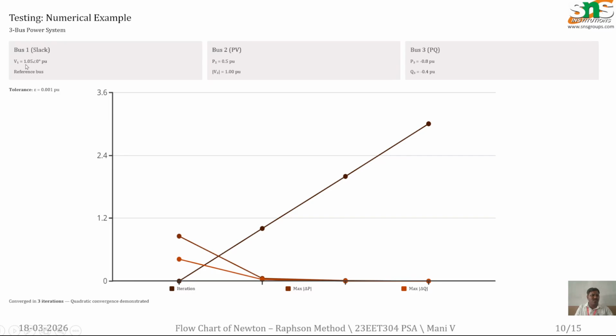So the bus 1 voltage is 1.05 per unit. This can be taken as the reference bus, and bus 2 is a PV bus. P2 is 0.5 per unit, and V2 is assumed as 1 per unit. And for bus 3, a PQ bus, the P3 value is minus 0.8 per unit, and Q3 is minus 0.4 per unit. So from this tolerance value, we can go for the number of iterations, the maximum change in real power and reactive power. Okay, so we can go for the nth iteration.